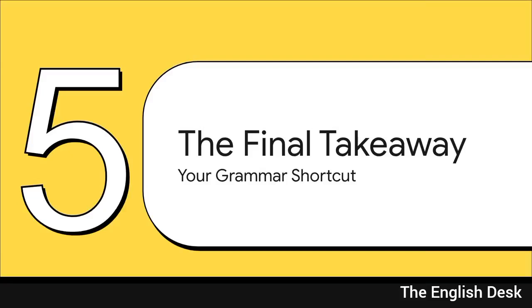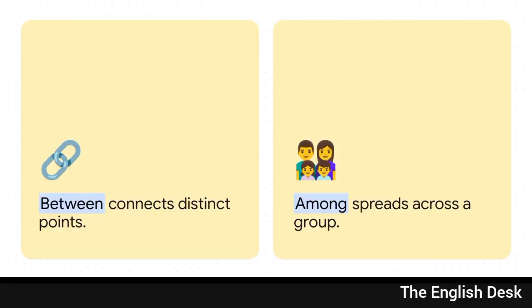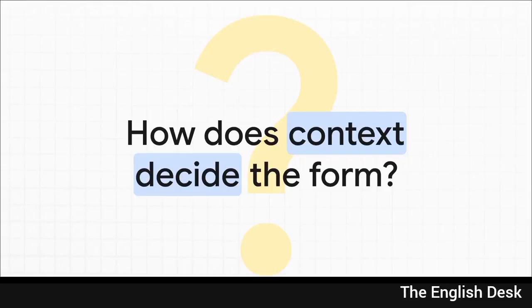So we've covered the basic rule, we've navigated those tricky exceptions, and we've walked through a really practical framework. Now, let's boil all of that down into one simple, powerful mental shortcut you can take away and use forever. So, if you only remember one thing from all this, let it be this right here. Between connects distinct points, kind of like a bridge connecting two sides of a river. Among spreads across a group like butter on toast. It's all about connection versus distribution. And that, right there, is the key.